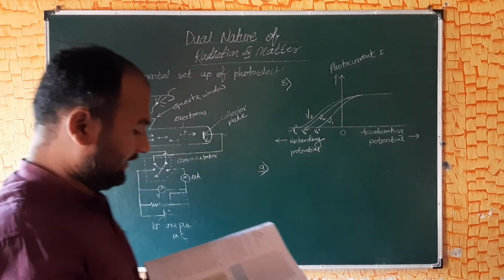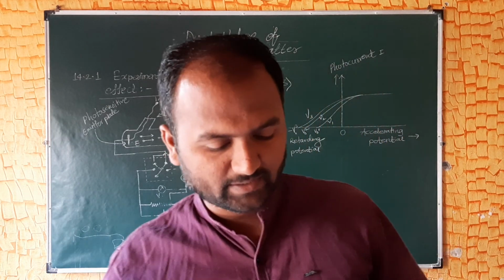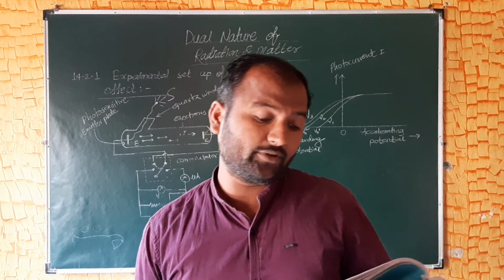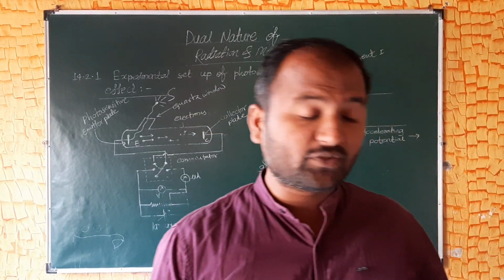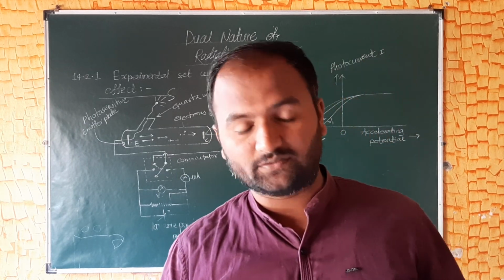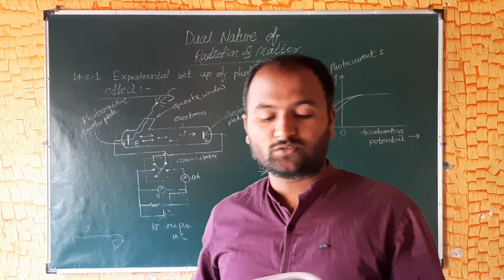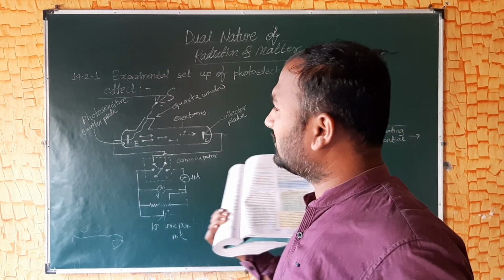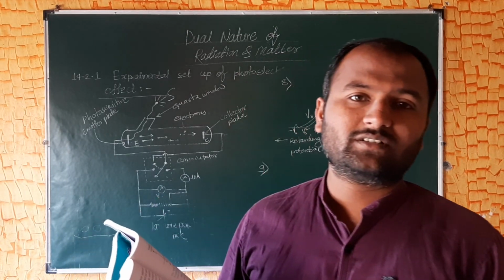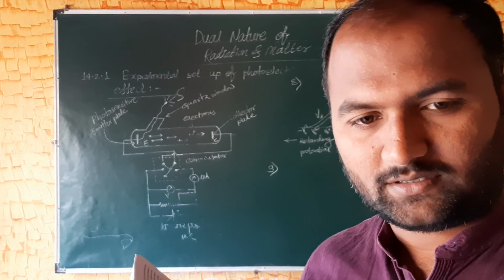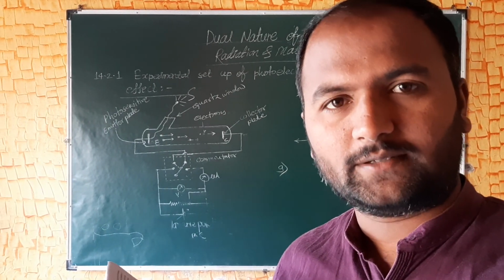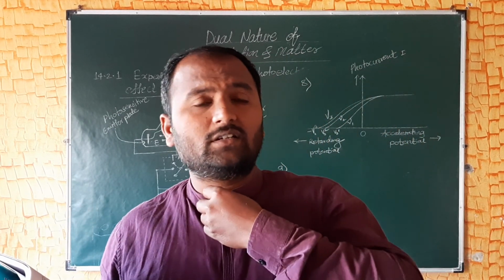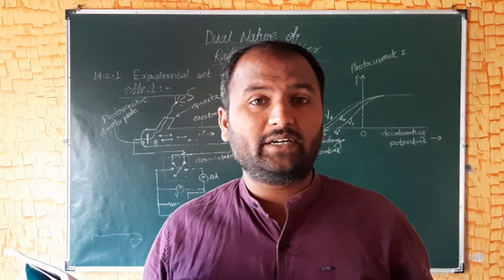Here the next point is the failure of wave theory to explain the observations from experiments on the photoelectric effect. Most of these observations could not be explained by the wave theory of electromagnetic radiation. We have seen a total of 9 observations in this topic, and these could not be explained on the wave theory of electromagnetic radiations.